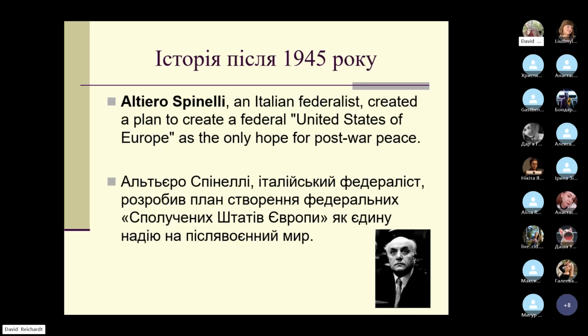Now, on the other side is a person by the name of Altiero Spinelli. There's his photo. And he's much different than Churchill. He's a big federalist. He's an Italian federalist. And he creates a plan to make a federal United States of Europe. He says that's the only way to keep the peace. A confederal Europe will not make peace and stability. Only a federal Europe, a real United States. Think of the USA today. The USA is not confederal. It's a federal country with the big power in Washington. That's what Spinelli wants for Europe, okay?